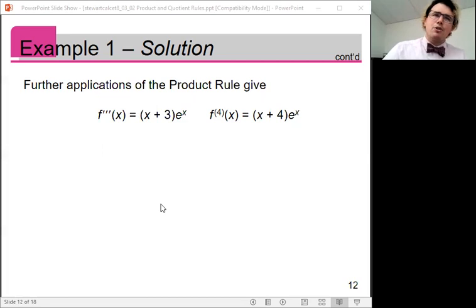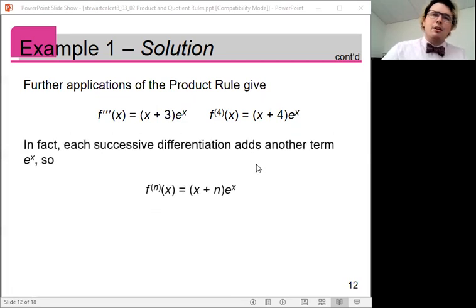So that pattern should be that for the nth derivative of this function, I would get x plus n all times e to the power x. Maybe your n is 2, maybe your n is 2 million, but hey, now we can calculate the 2 millionth derivative of a function. How cool is that?